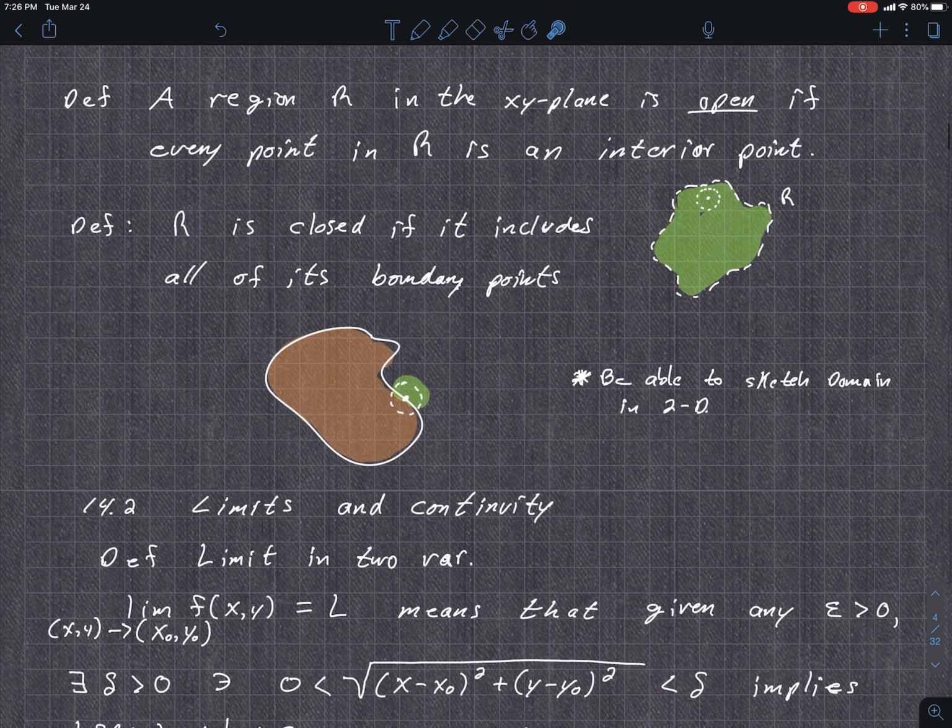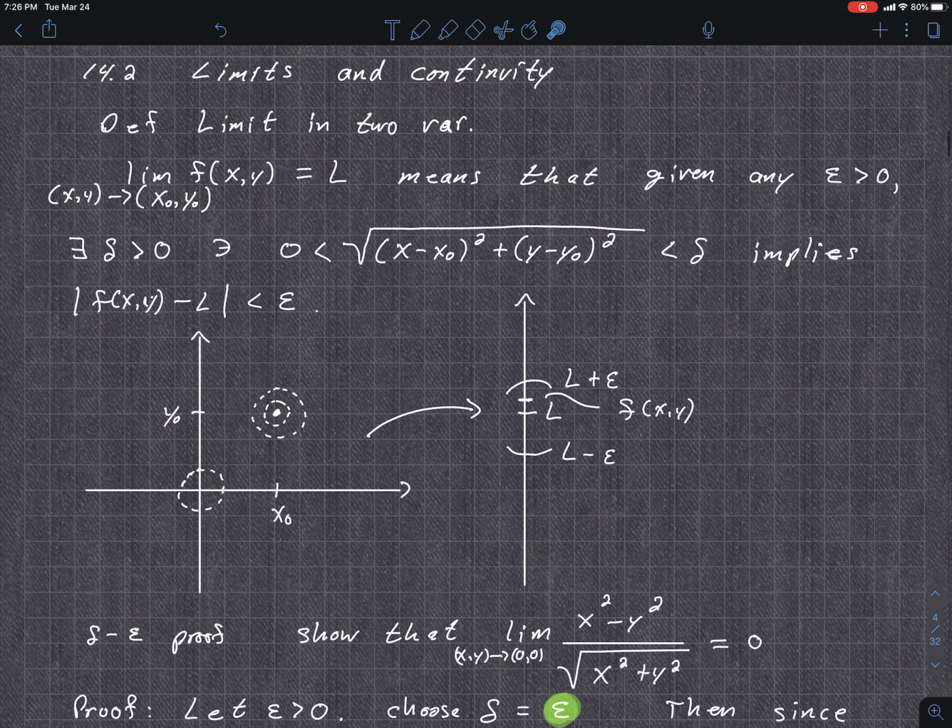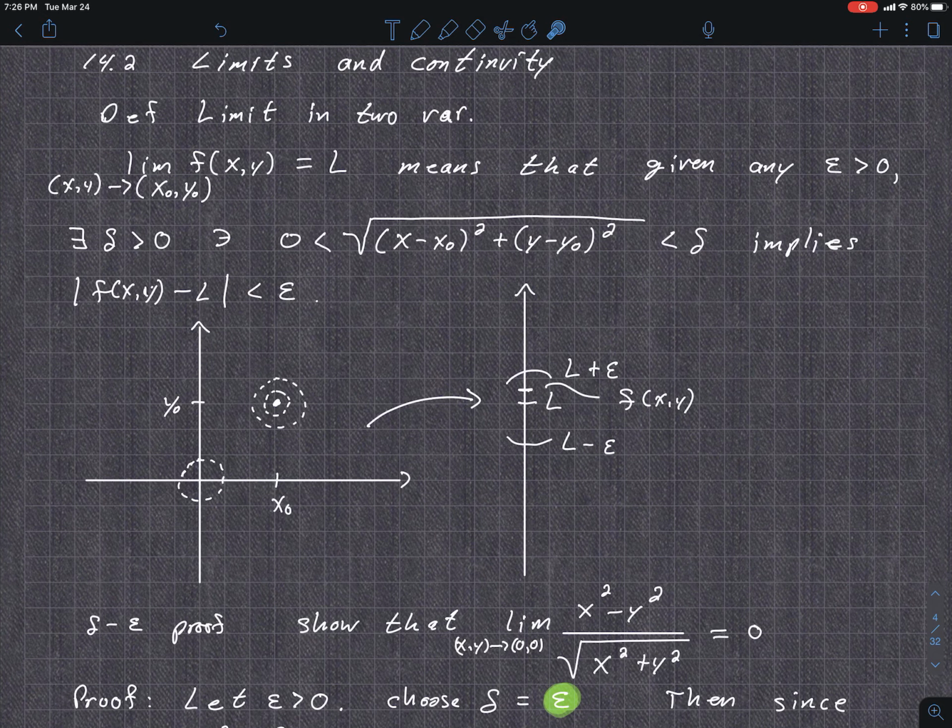So the takeaway mostly for problems is this: be able to sketch the domain and range in 2D. Okay, moving on to 14.2. So we're back to limits. This is like Calc 1 single variable all over again. So back to limits, here is the epsilon delta definition of limit. In Calc 1, I often have students memorize that. You don't need to memorize it, just study it, please.